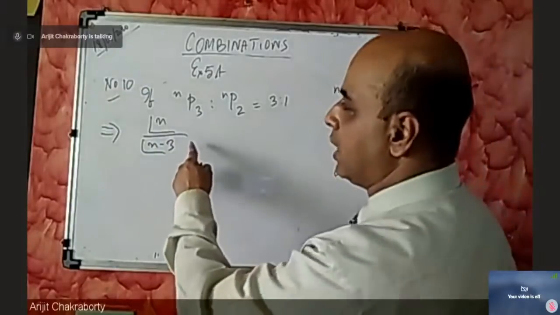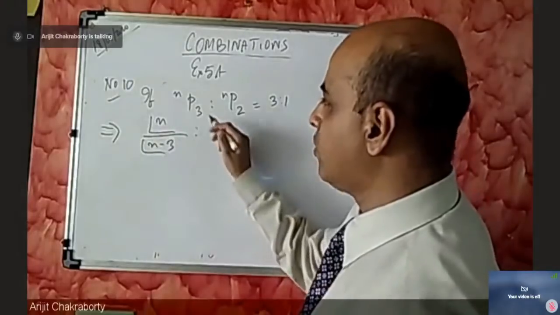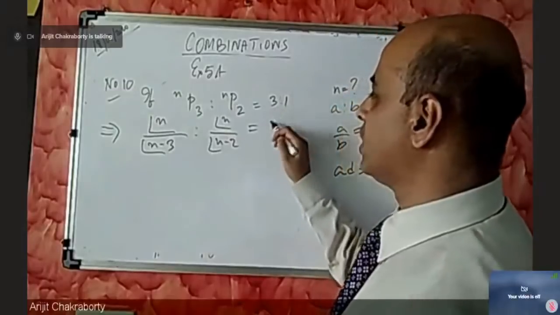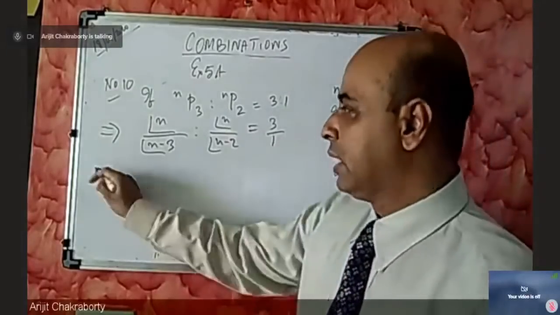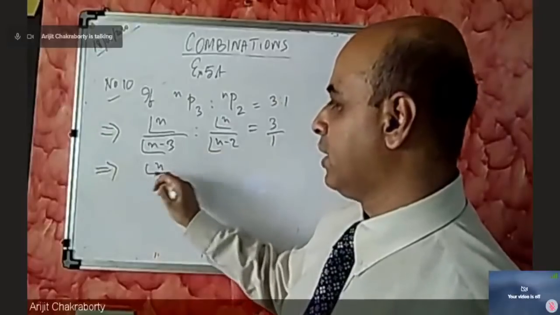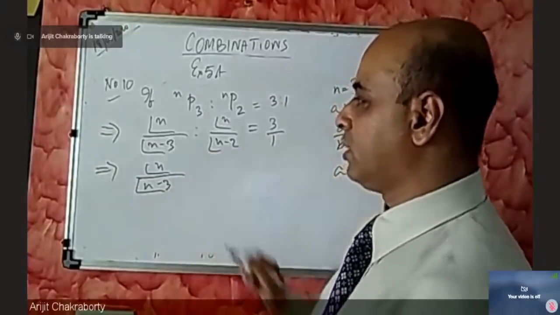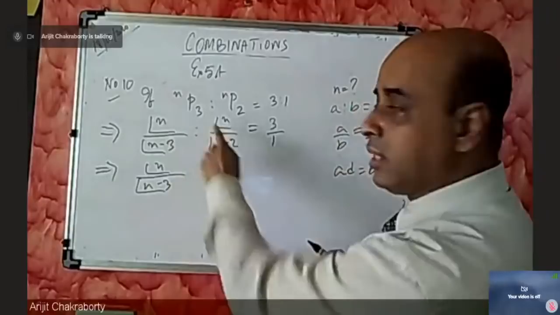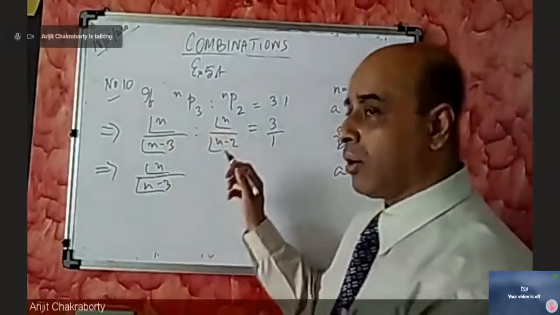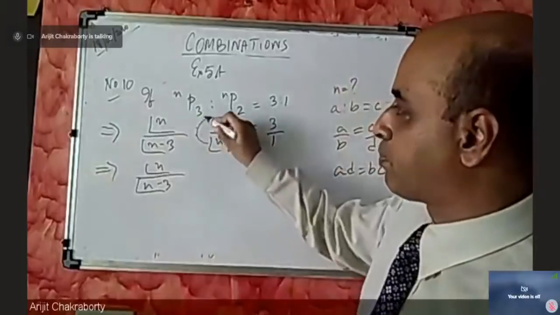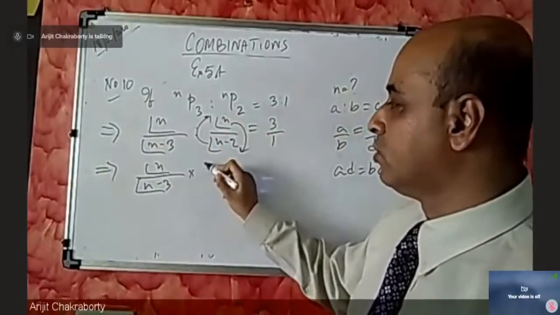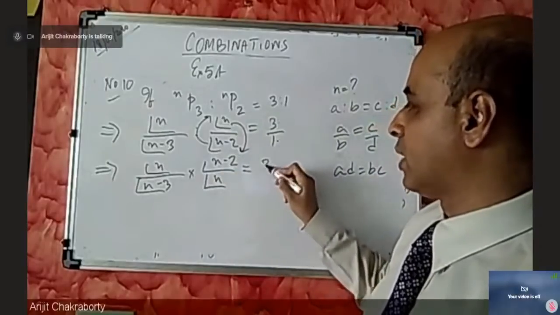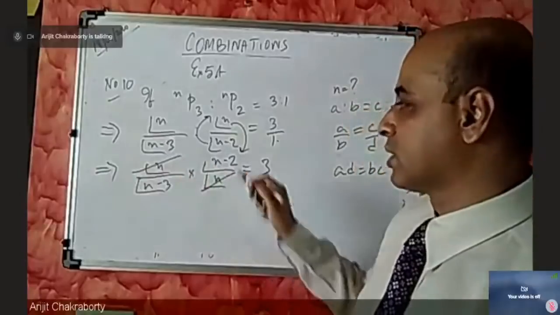So what I do is, this is to NP2, so factorial n minus 2. This is equal to 3:1, that is 3 by 1. So now I divide factorial n by factorial n minus 3 factorial. So n factorial by n minus 3 factorial divided by n factorial by n minus 2 factorial. So now n minus 2 factorial becomes the numerator. It goes up and this comes down. So into n minus 2 factorial by n factorial equal to 3 by 1, that is 3. So n factorial cancels out.